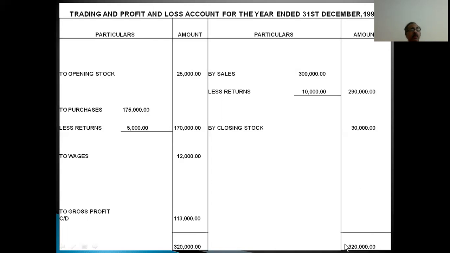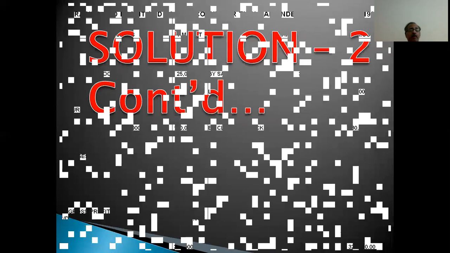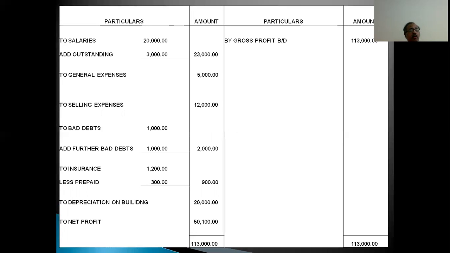Next is the continuation of the trading account, the P&L account. Here we are required to record all the indirect, administrative, selling and distribution, financing and depreciation expenses. We used to start with the closing balance of the trading account, the balance figure, by gross profit brought down 1,13,000.